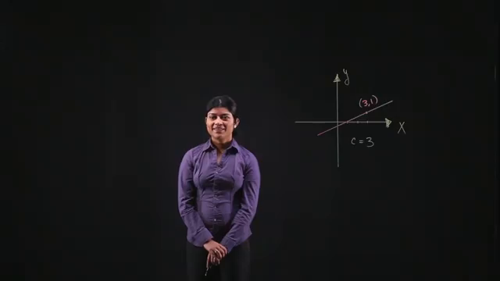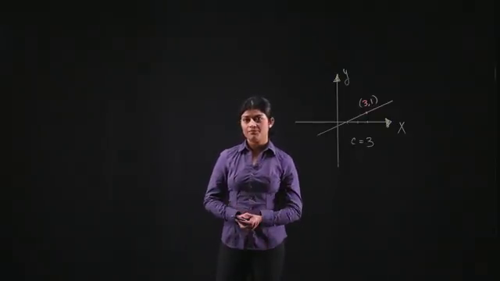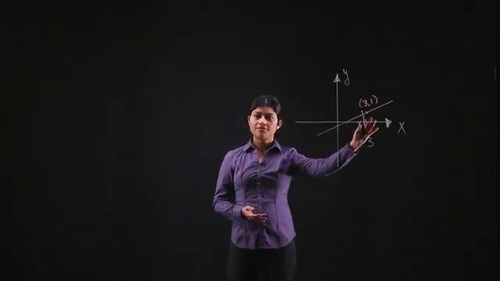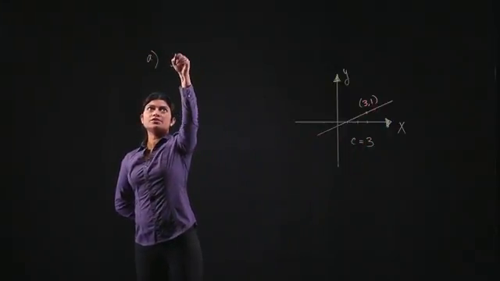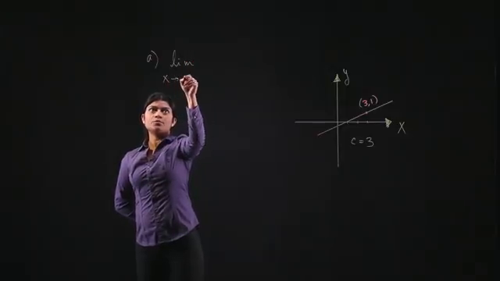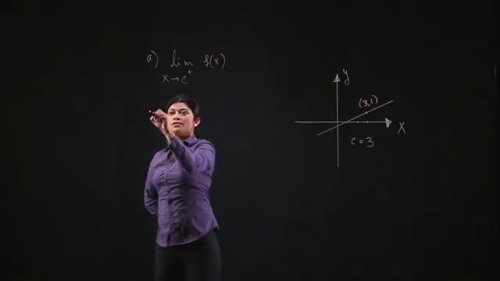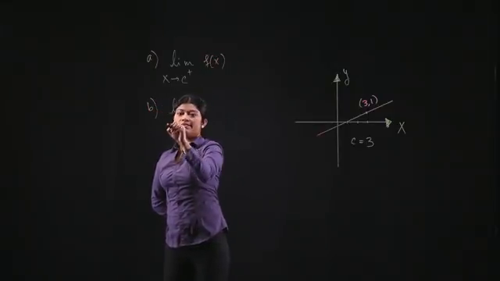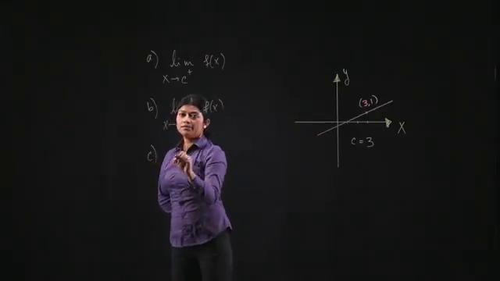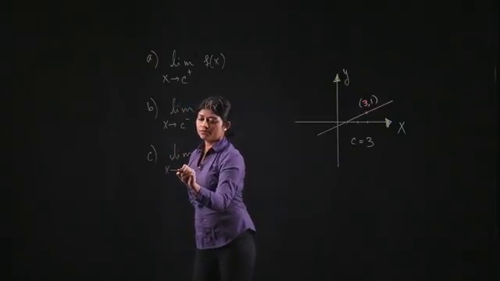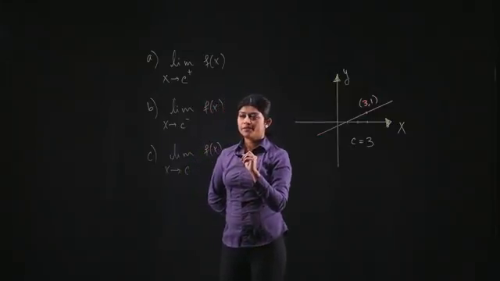Hi, I'm Papia, and in this problem, we have to evaluate limits using the graph of a function. So we have this graph that's given to us, and we have to evaluate three limits. First, the limit as x approaches c from the right of the function f(x). Second, the limit as x approaches c from the left of the function f. And the last one is the two-sided limit as x approaches c of the function f(x).